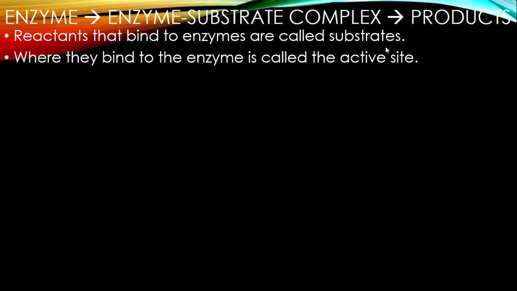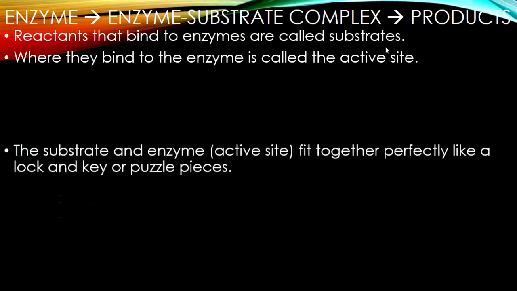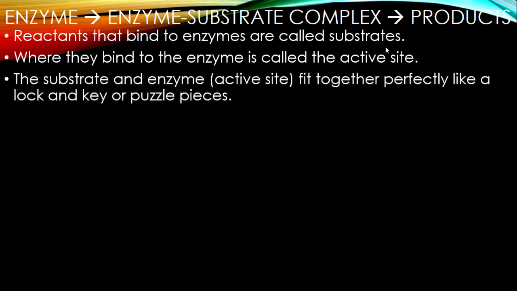Where they bind to the enzyme is called the active site. So we have an active site, and that's where they bind. And we're going to take a look at an image in a minute to clear this up. Now, the substrate, which is really just the reactants, and the enzyme's active site fit together perfectly, like a lock and a key or puzzle pieces. They have to fit together perfectly, and they do.